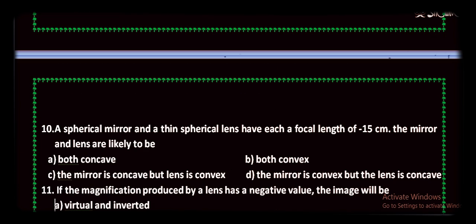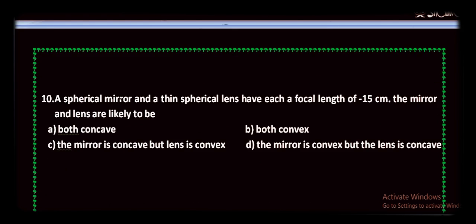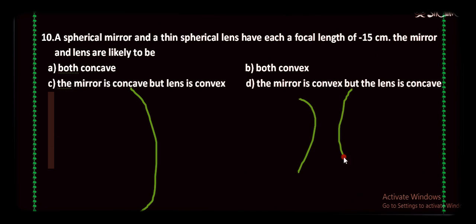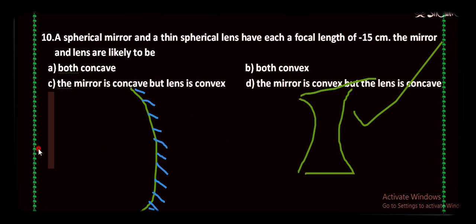Question number 10 is a spherical mirror and a thin spherical lens both have focal length minus 15 centimeter. The mirror and lens are likely to be. So this is the mirror whose focal length is negative, and this is the lens whose focal length is negative. So lens, obviously you can guess lens is concave lens, and if we polish this side of the mirror, this is the polished side. So when we polish the outer surface, then it is a concave mirror, and the lens is also concave lens because its focal length is towards this side.